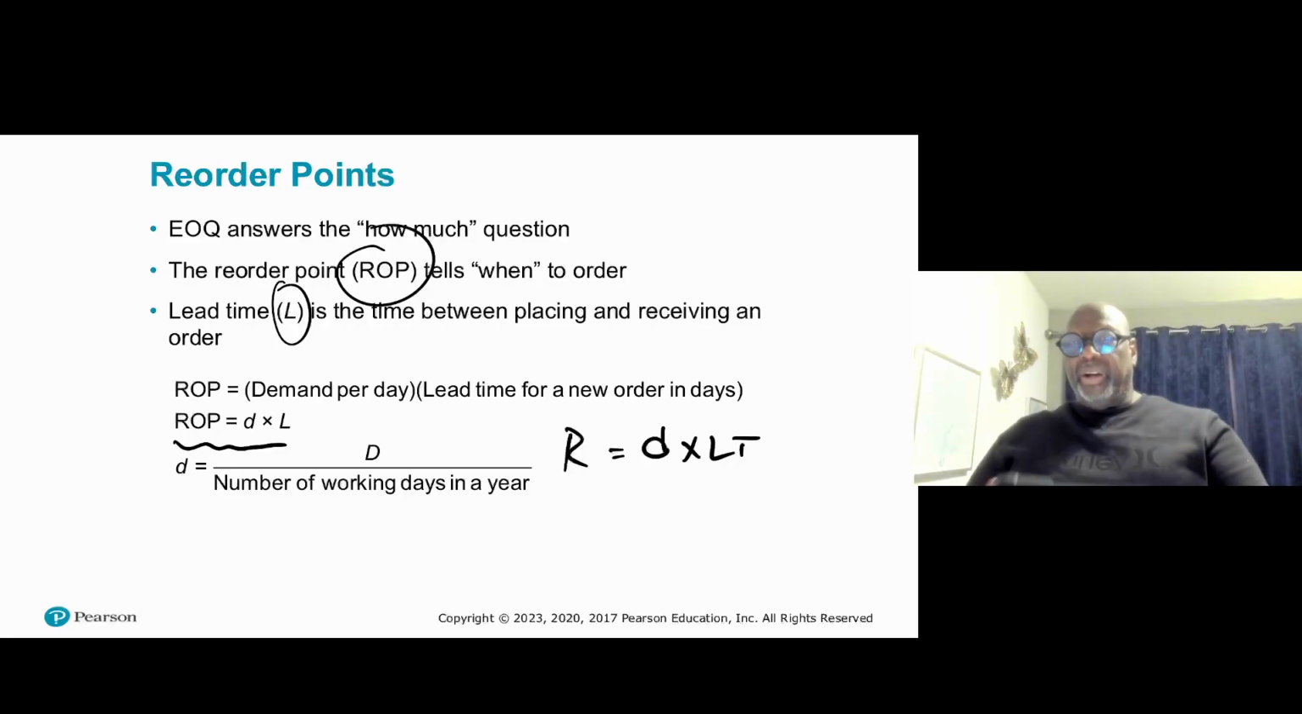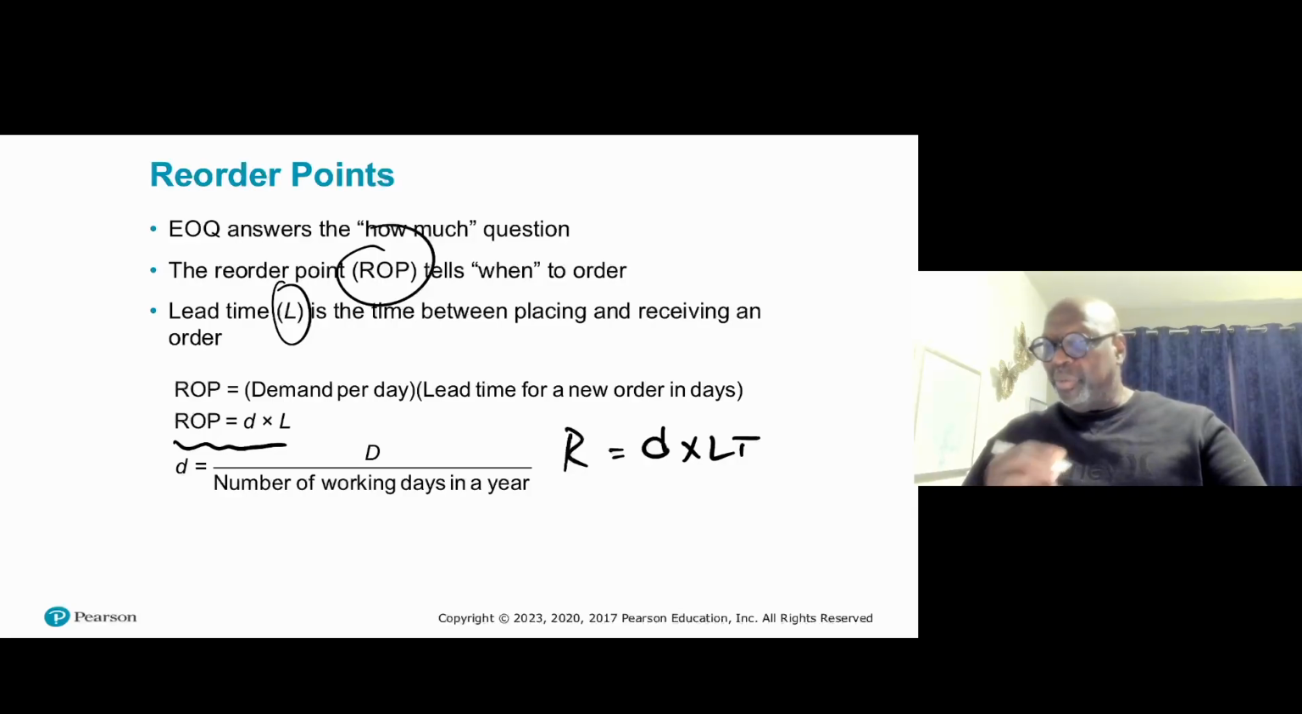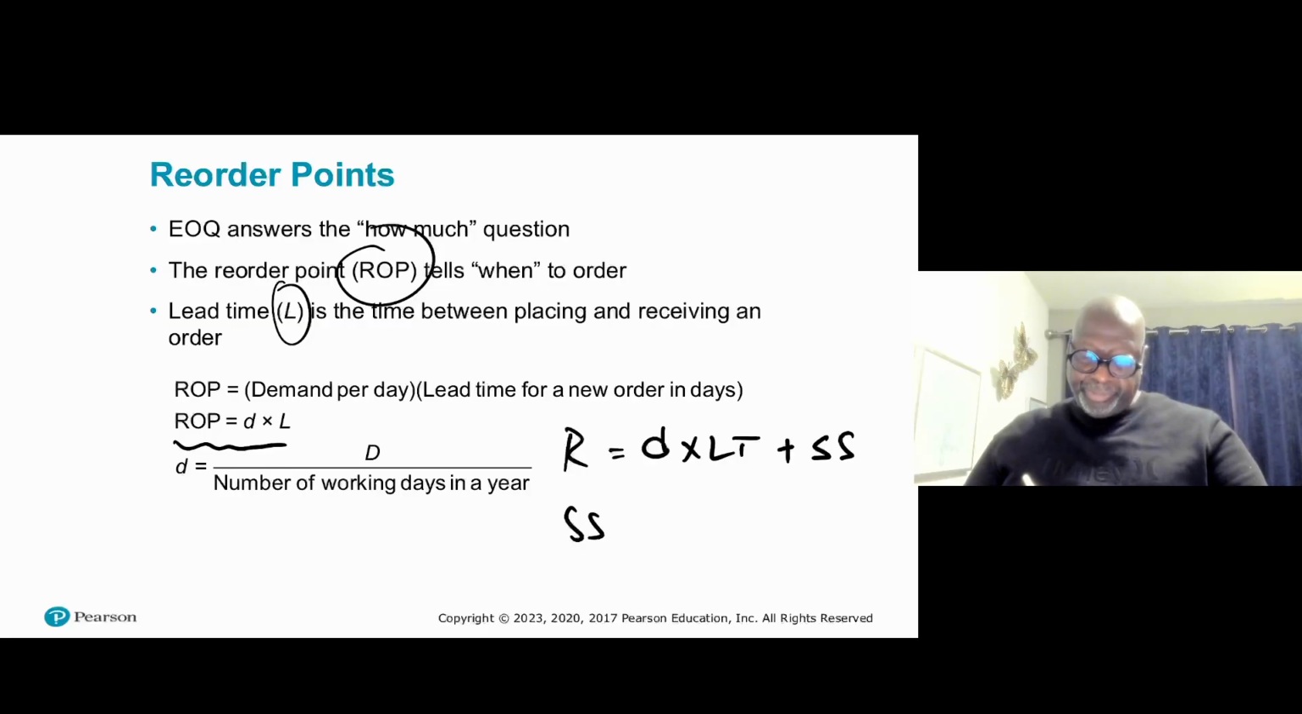It's fairly straightforward. Now, this is a case where there's absolutely no uncertainty. The lead time is predictable and the demand is predictable. But what if they were not predictable? What if demand could vary? What if lead time could vary? We now have to add something that we call safety stock.